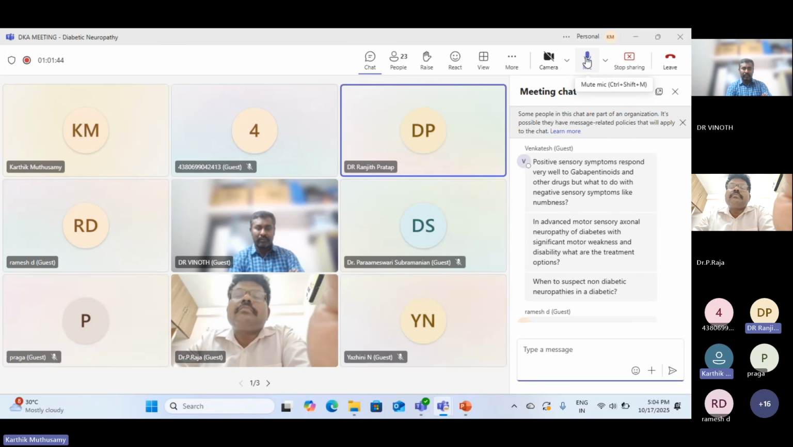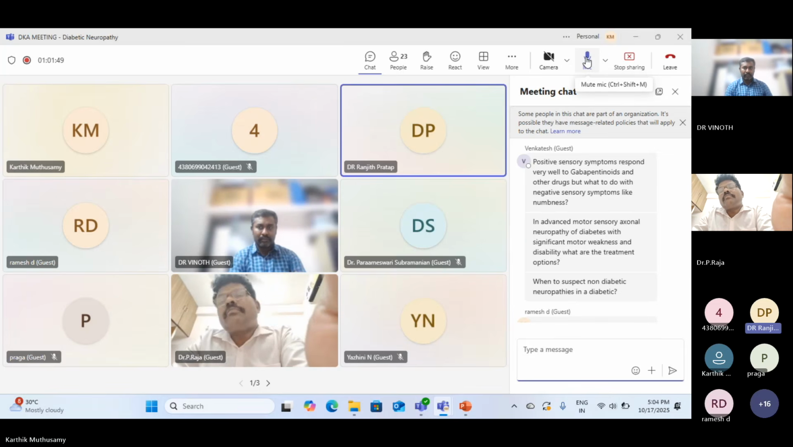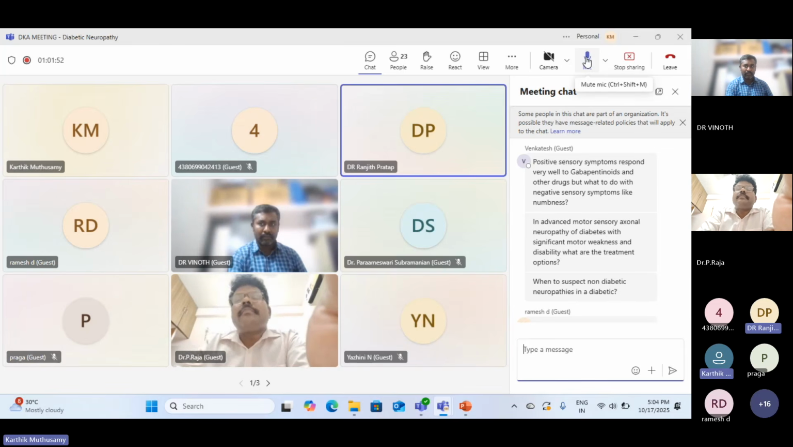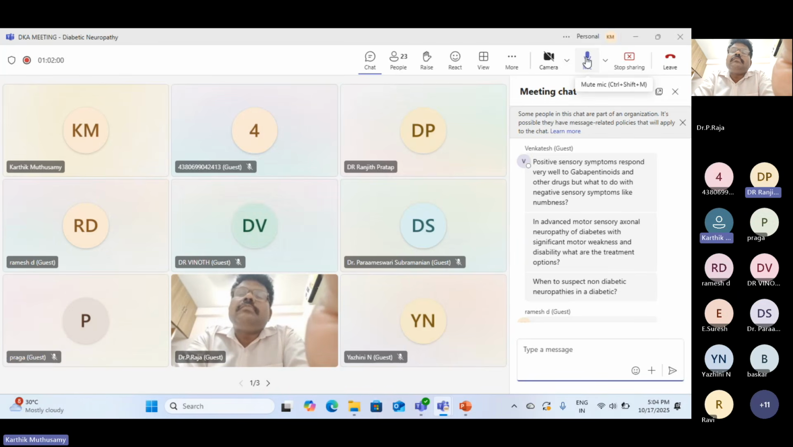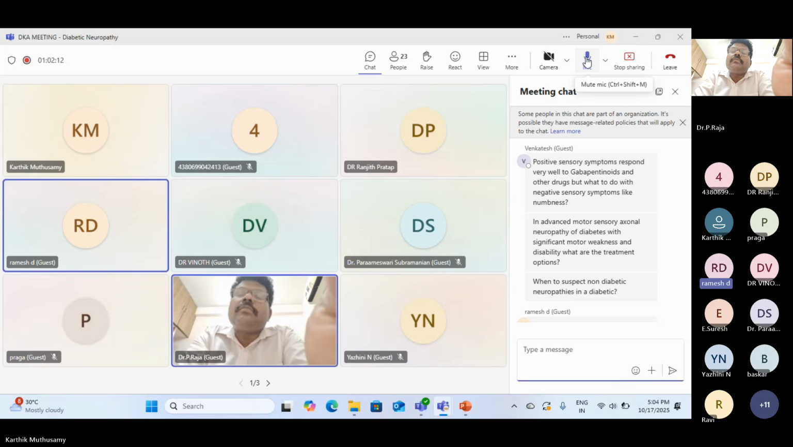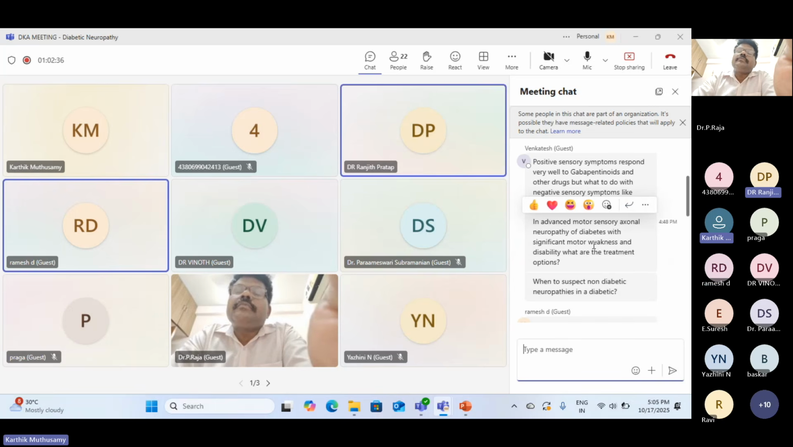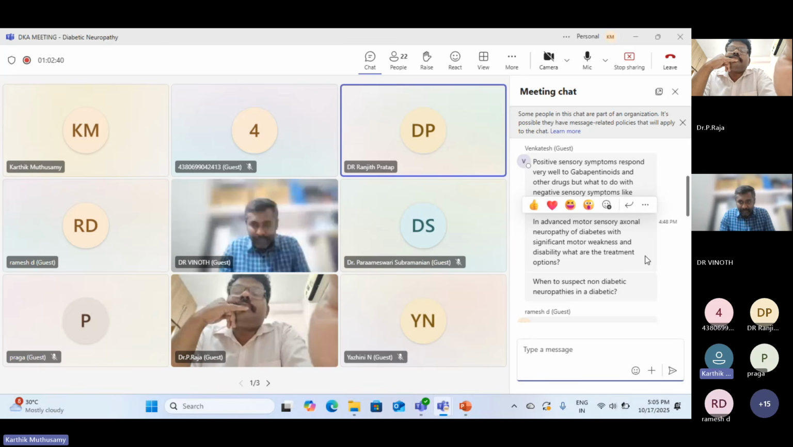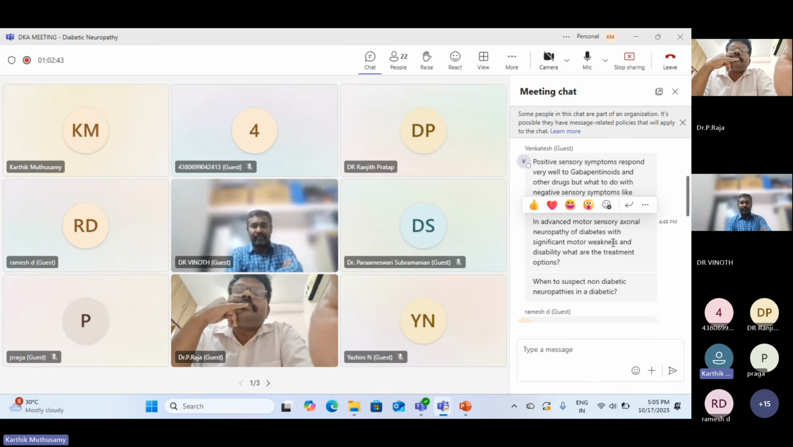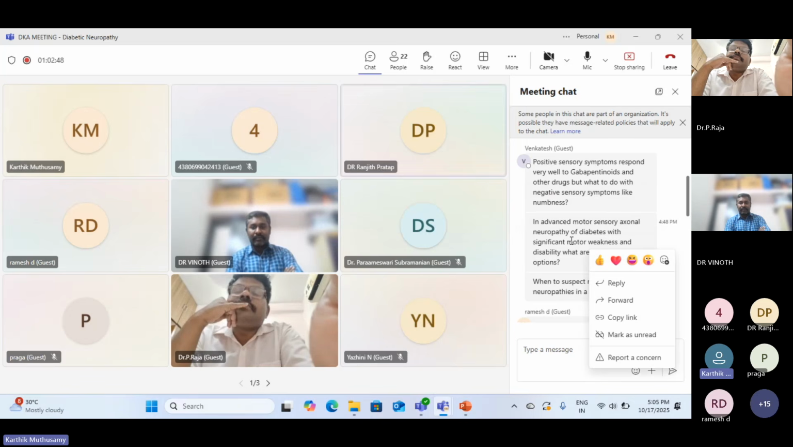The second part of the question is, what is the treatment option available for significant motor weakness and disability in advanced motor sensory axonal neuropathy? We don't have any specific treatment, sir. What about advanced treatment? Only spinal cord stimulation and such therapies; once they have come into effect, we can try that. Currently, I don't know whether any advanced treatment is effective for advanced motor sensory axonal neuropathy.